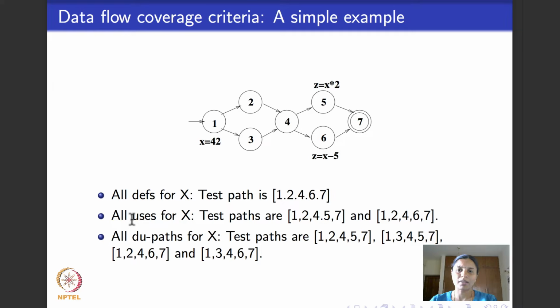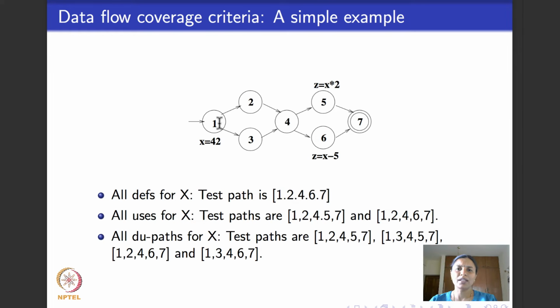The example test path that we have given covers the definition at 1 and the use at 6. The second criteria, all uses for X, basically says X is defined here and used in two different places in the graph, at node 5 and at node 6. So the two different test paths that I should take are 1, 2, 4, 5, 7, which covers the use at 5, and 1, 2, 4, 6, 7, which covers the use at 6.